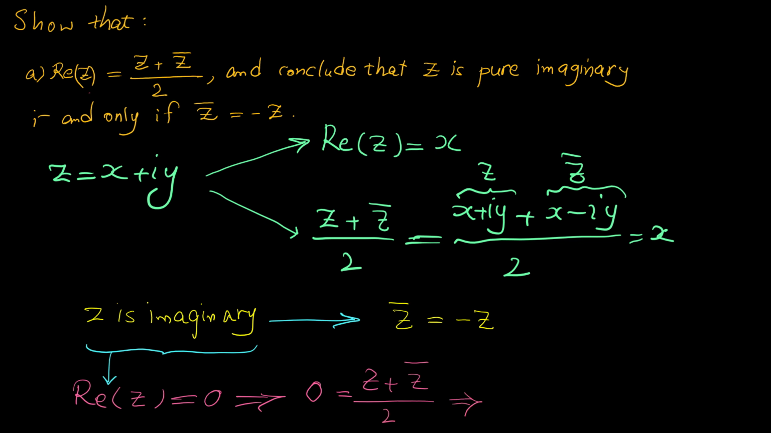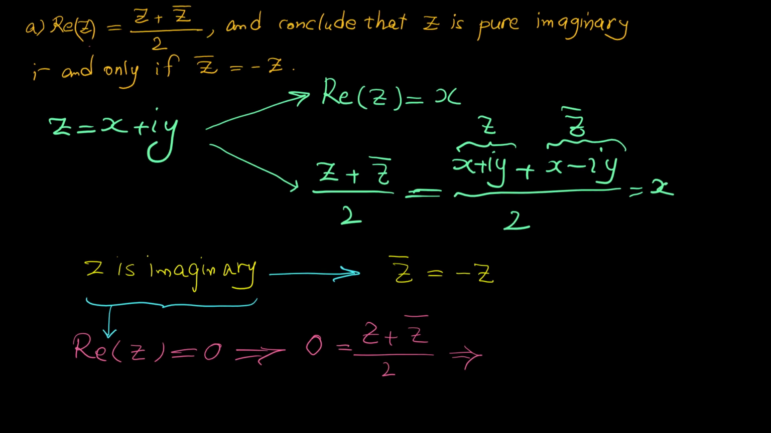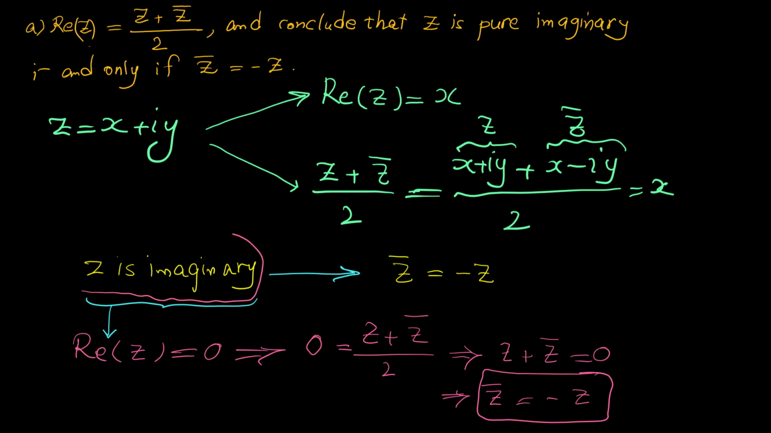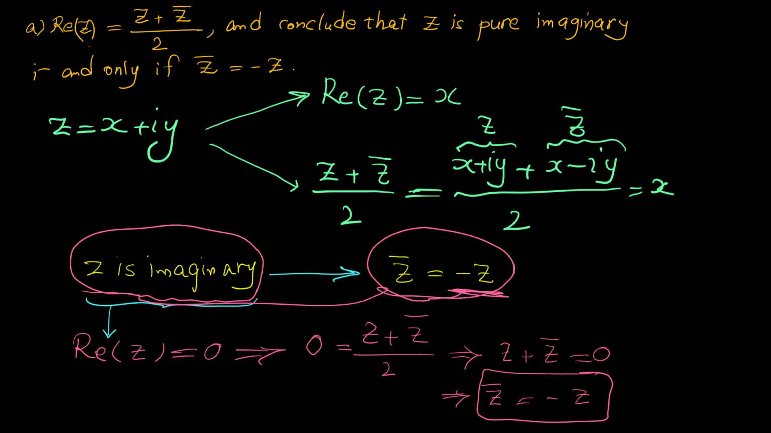And from this, if we multiply both sides by 2, we can get rid of the 2 in the denominator. So from this we have z plus conjugate of z equals 0. And simply, if we move z to the other side, z conjugate is equal to -z. So we prove that if z is pure imaginary, then the conjugate of z is -z. And the process of the proof was this.